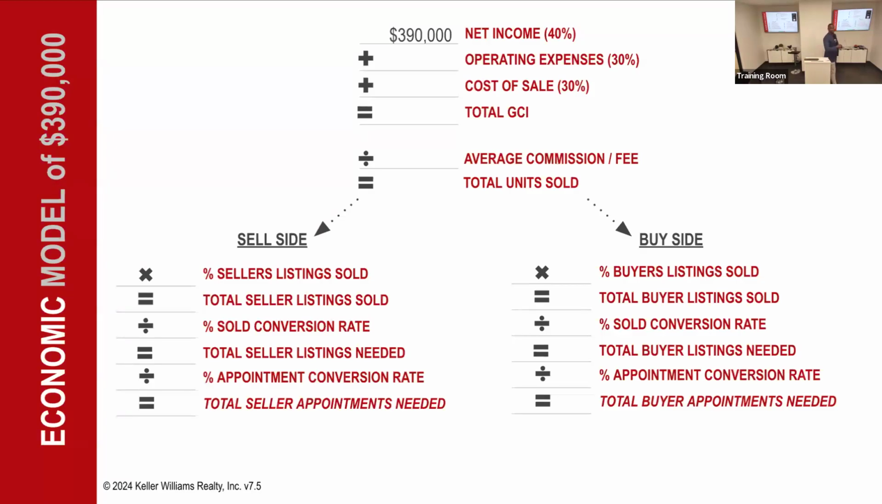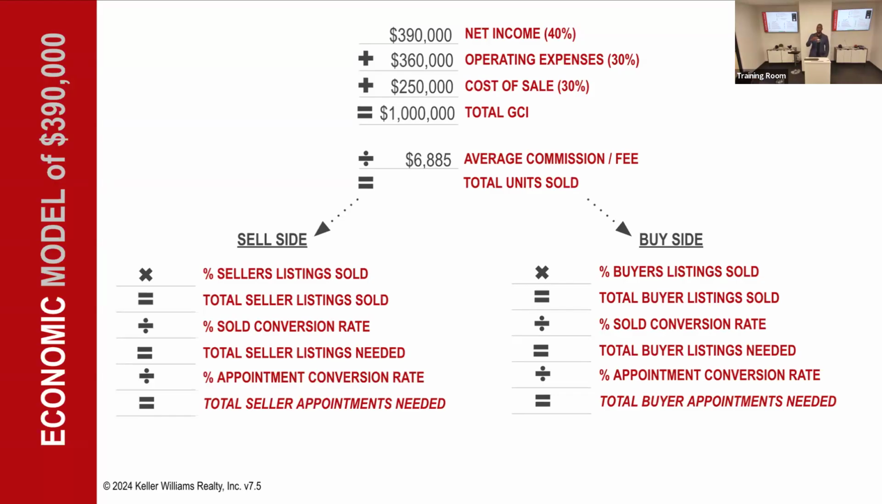So we'll do it a little different. We'll do 30, 30, 40 on 390. Commission's a little lower on this one. So now you're seeing 360 for the op expenses, 250 for the cost of sale, million total. Average commission here is 6,885.